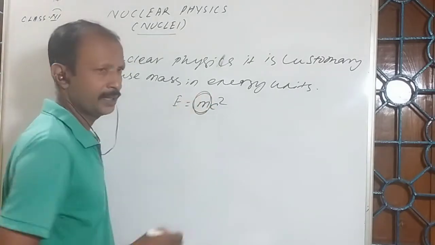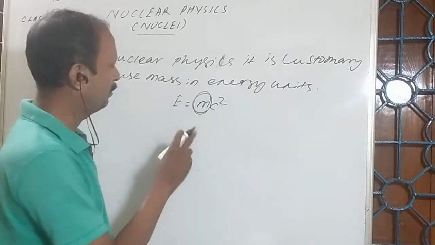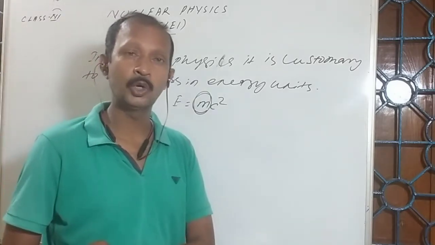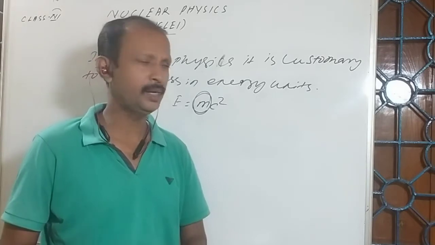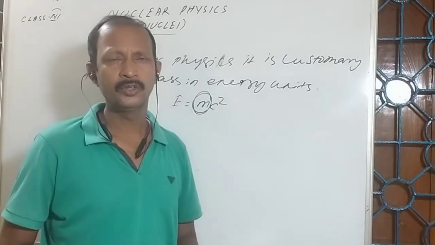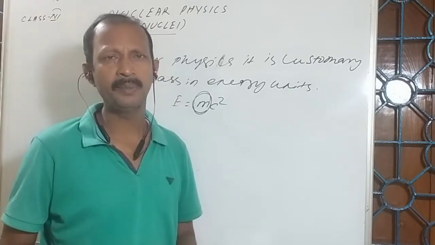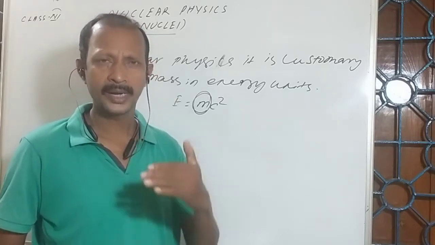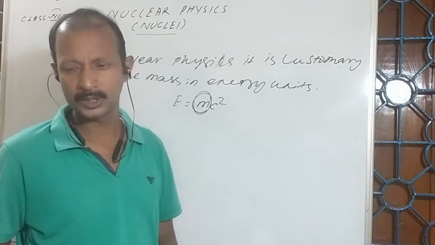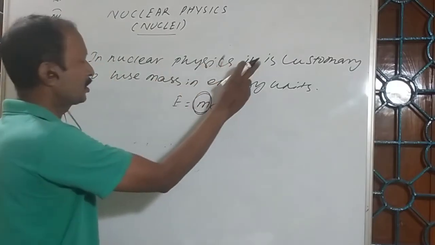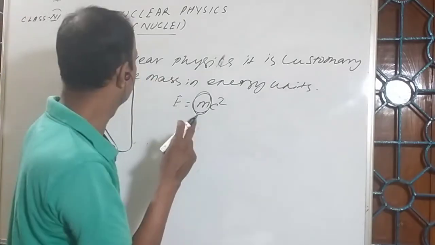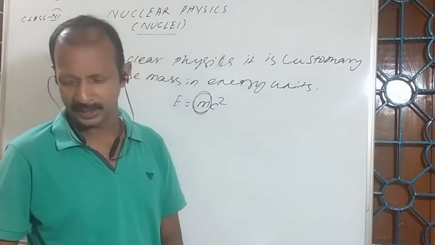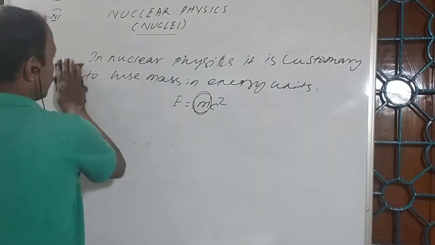Here m is the mass of the particle, suppose an electron, and E is the energy. That means mass can be equivalent to energy, because according to Einstein's theory of relativity, energy is present in matter in the condensed form. That means mass can be converted to energy, or energy can be converted to mass. So I said that in nuclear physics it is customary to use mass in energy units. What mass in energy units?